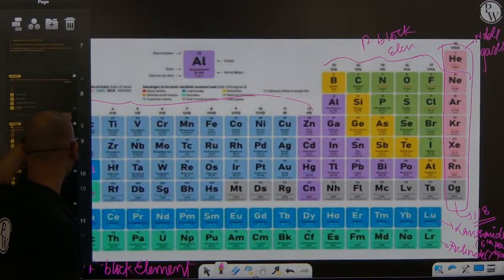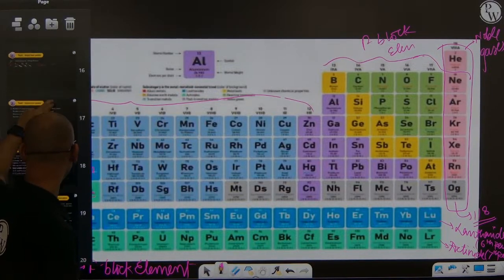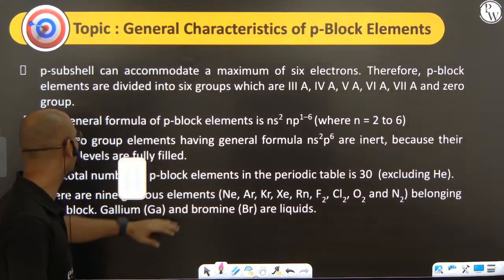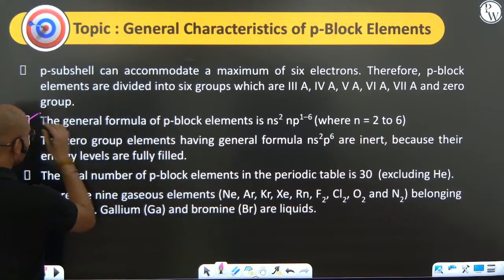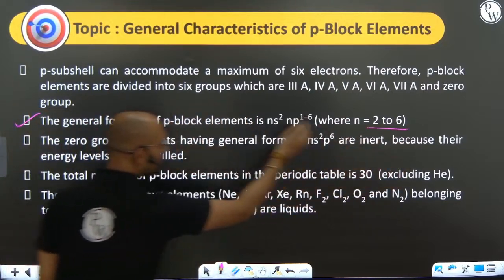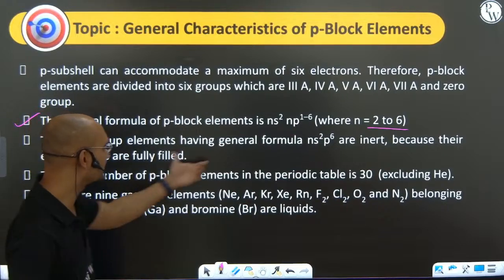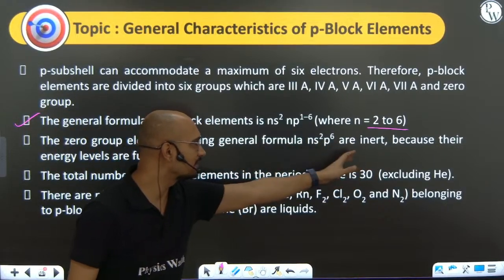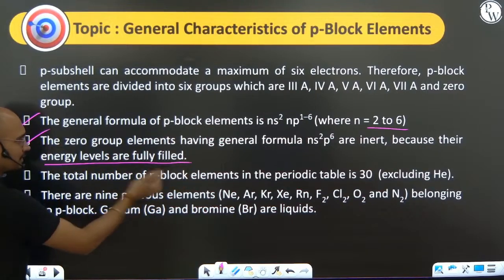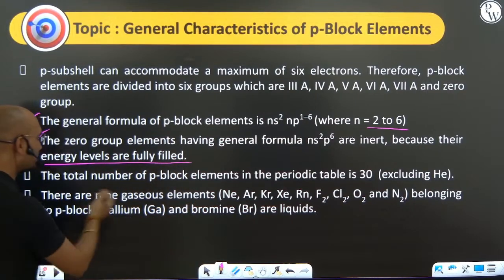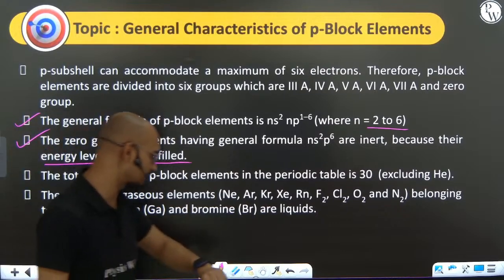Okay, now let's go back to the point we are studying. The general formula for p block elements is this, not a big deal. Here n is 2 to 6. Next, the zero group elements having general formula ns2 np6 are inert because their energy levels are fully filled. The total number of p block elements in the periodic table is 30.